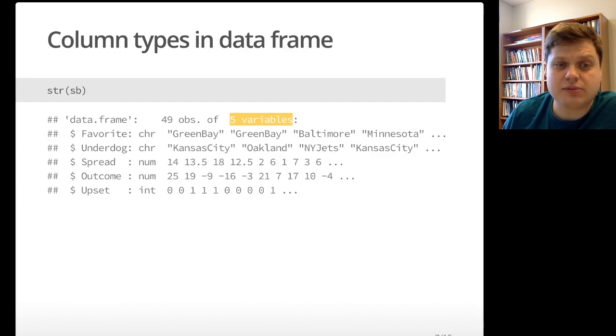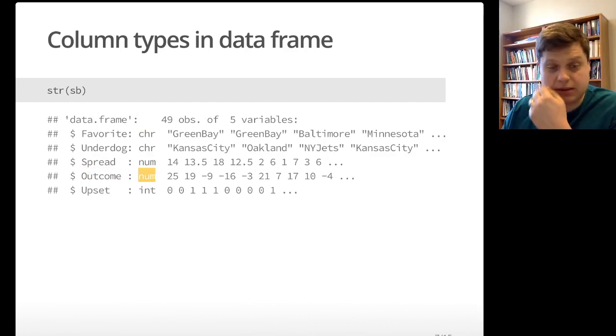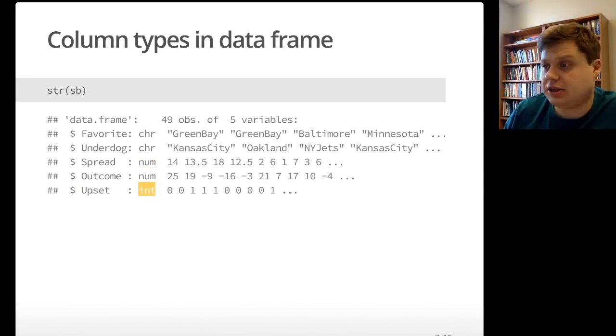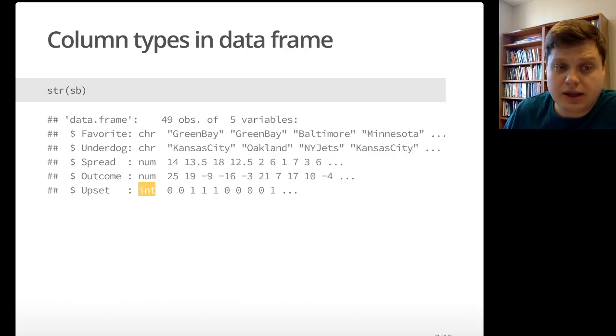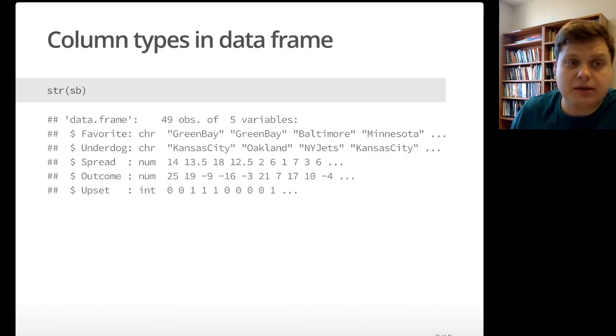And then for each of the columns, it will give you the name of the column, then the type of the column. CHR stands for character, meaning it's just a string, a sequence of characters. And we have 3 numeric columns: spread, outcome, and upset. Spread and outcome are numeric columns, meaning that those are numbers that can have decimals, and upset is an integer, meaning that it can only take integer values. In this case, those are zeros and ones. So when R uses this read.csv function, it reads the file from the text file, and also tries to interpret the types of each of the columns while it's being read into memory.